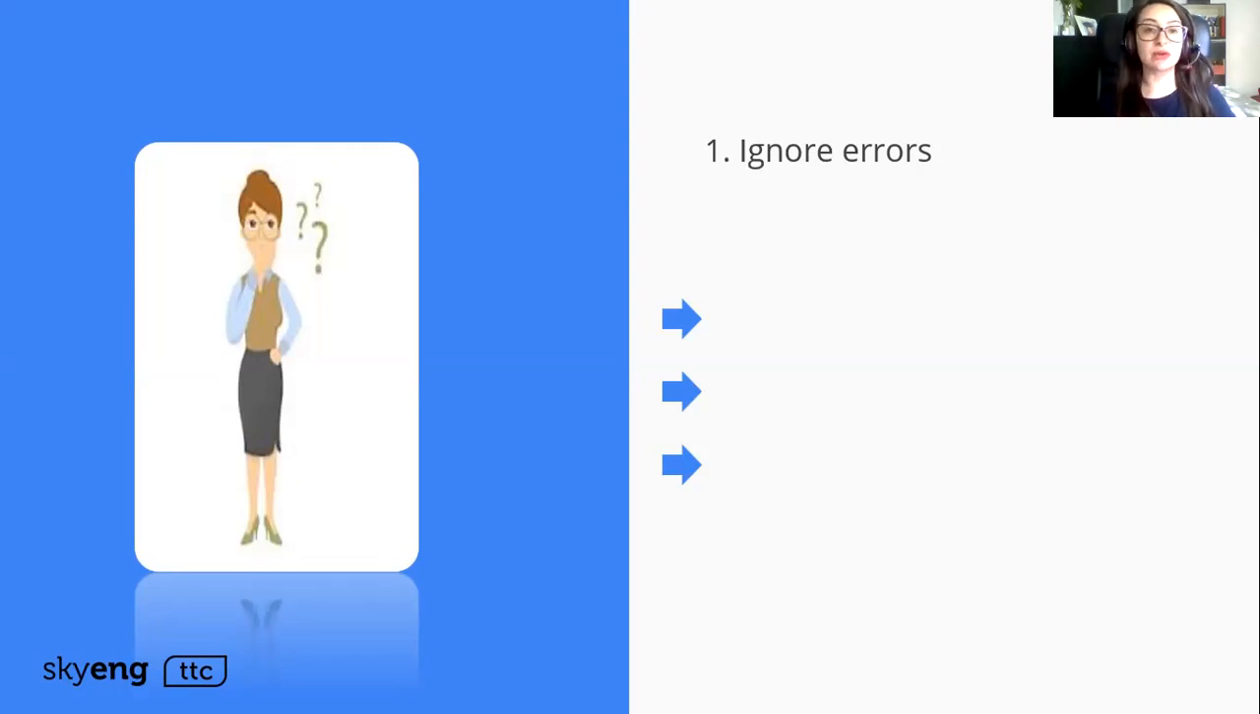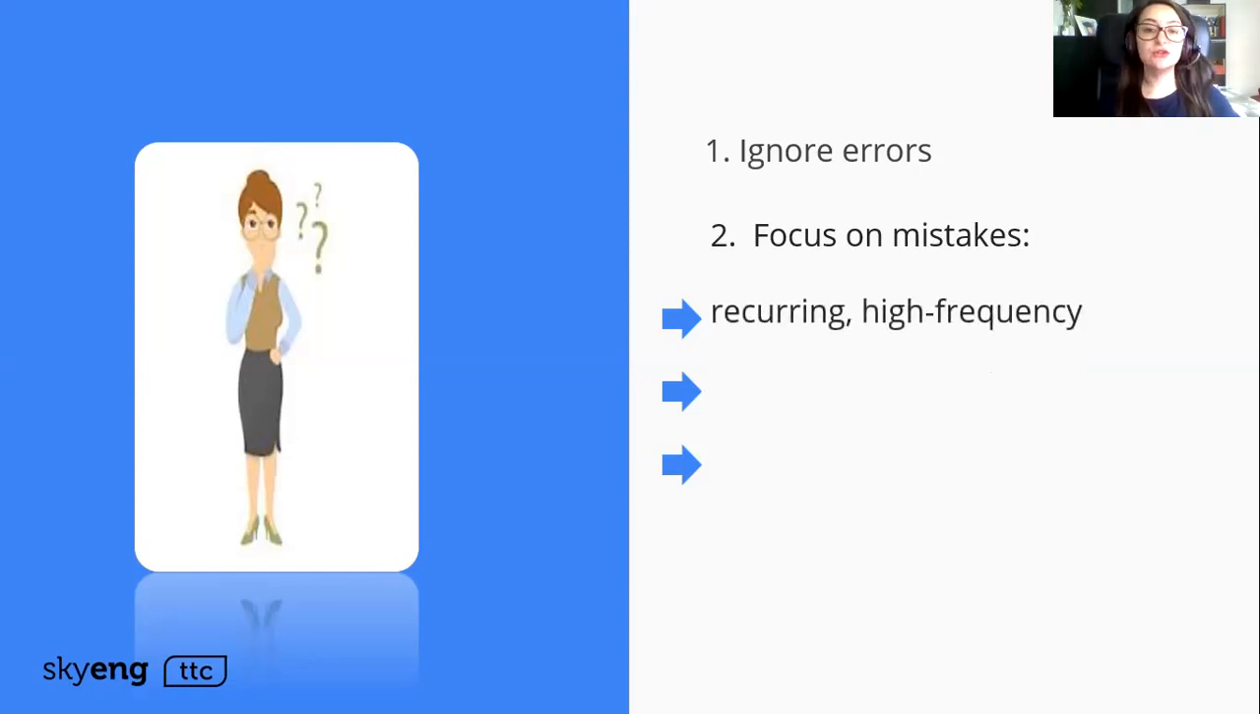So you're probably wondering what to correct then. Well, focus on mistakes, but it is virtually impossible to correct all mistakes a student makes. That's why we have a criteria. So first of all, focus on those recurring mistakes, those mistakes that occur with the highest frequency. Number two, focus on mistakes which impede communication.